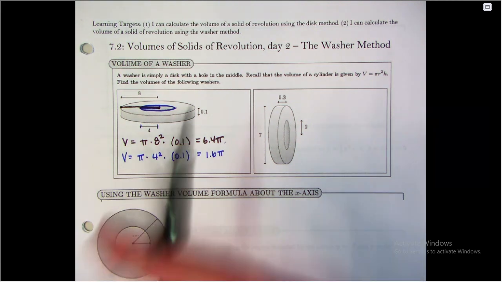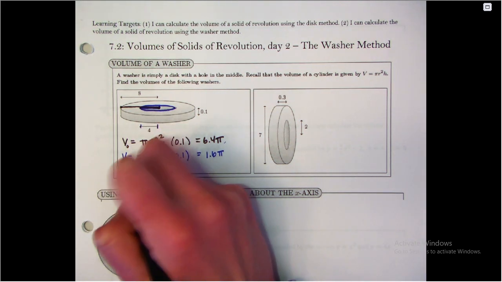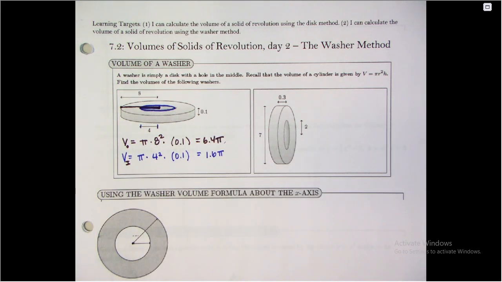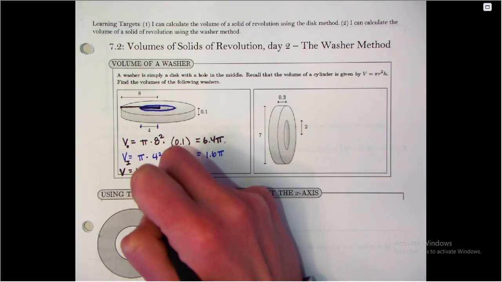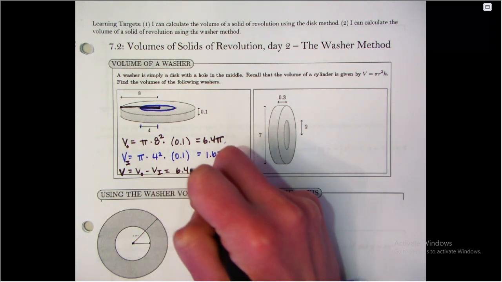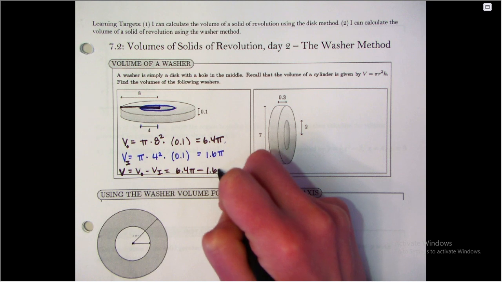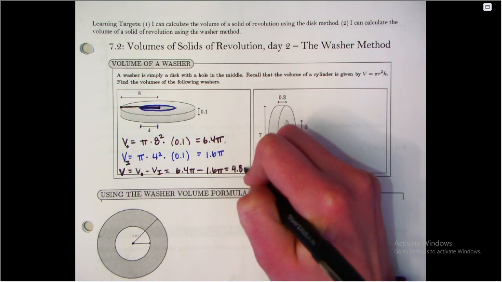And so the overall volume, we can talk about the volume of the outer versus the volume of the inner cylinder. The total volume of our washer would be the outside minus the inside. In this case, 6.4 pi minus 1.6 pi for a grand total of 4.8 times pi.